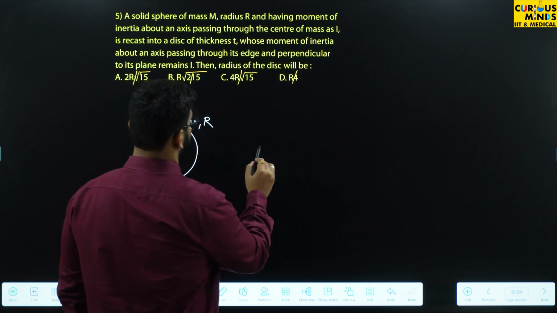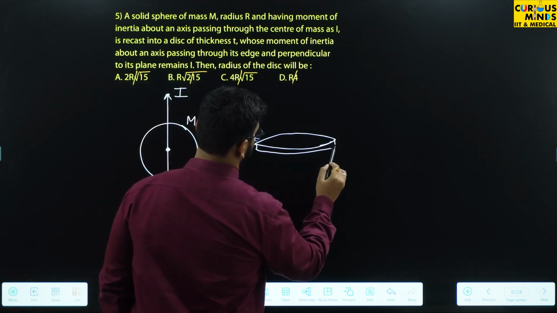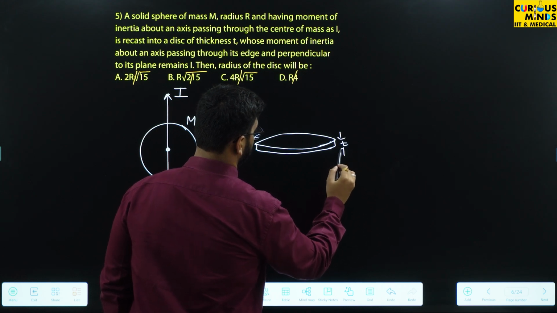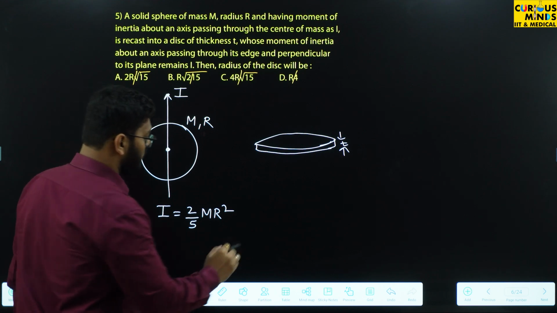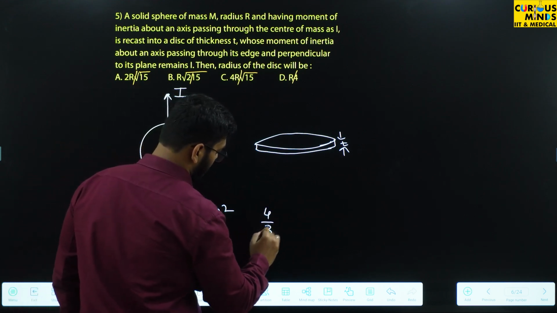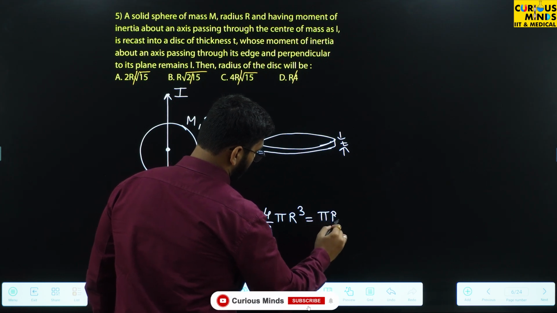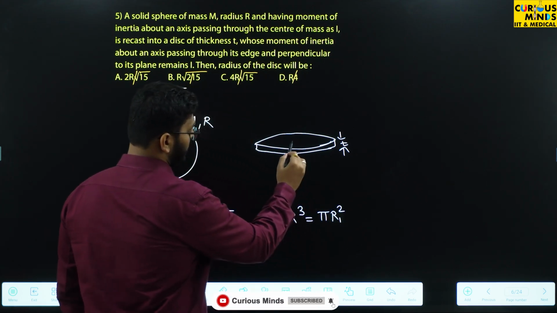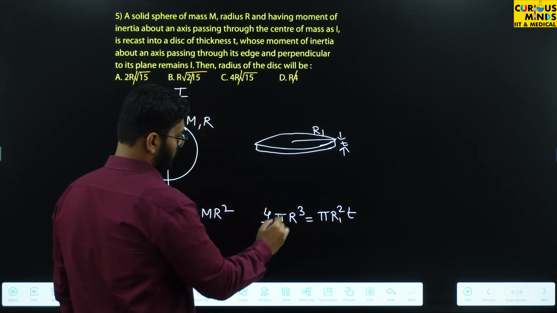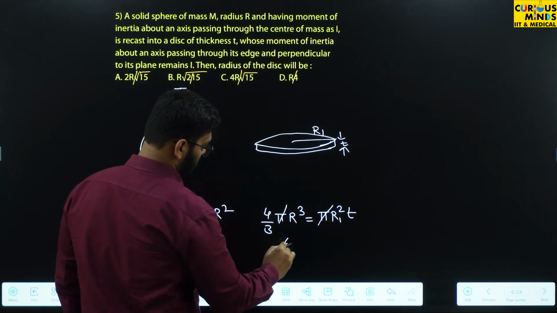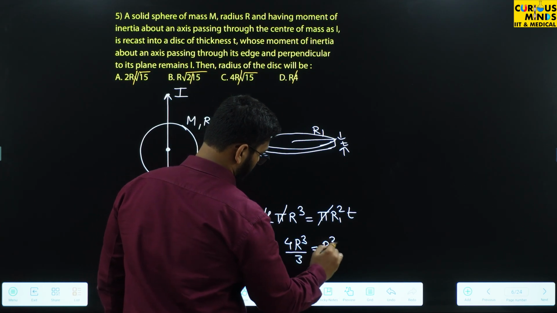There is a disk. The disk thickness is t. Thickness of disk is t. Now the volume of this sphere and the disk will be same, right? So that means 4 upon 3 pi r cube will be equal to pi r1 square, where r1 is the radius of the disk. We don't know the radius. r1 square into the thickness t. Pi and pi get cancelled. So this is 4 r cube by 3 is equal to r1 square t.